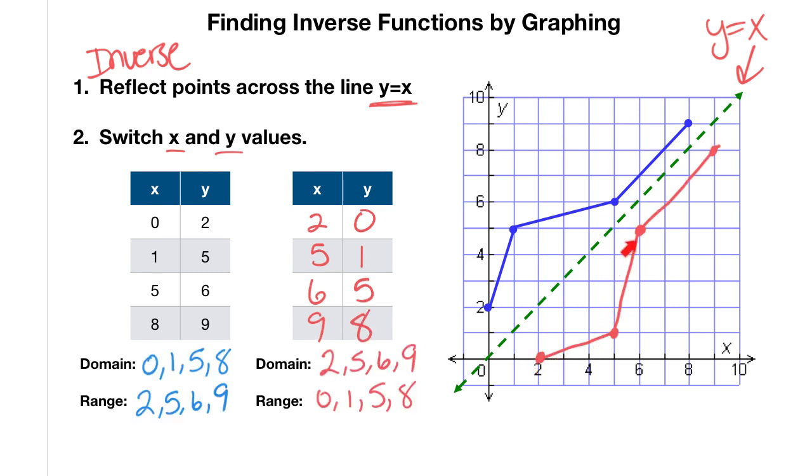When you graph it, you'll see that it is a reflection across that line y equals x. And the other thing you'll notice is that the domain and the range just flip. Because this is not a continuous function, for the domain, we're just going to list out the x values, and for the range, we're going to list out the y values. And you'll notice that when we do the inverse, they just flip.